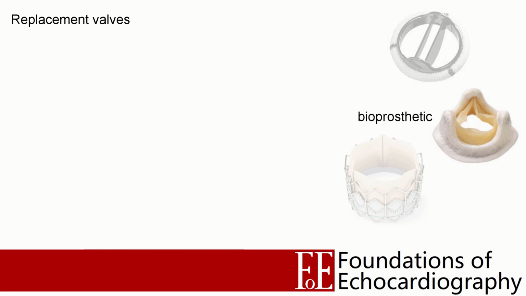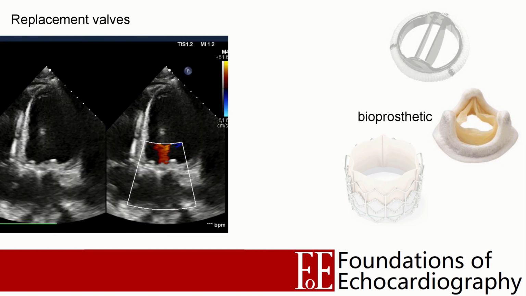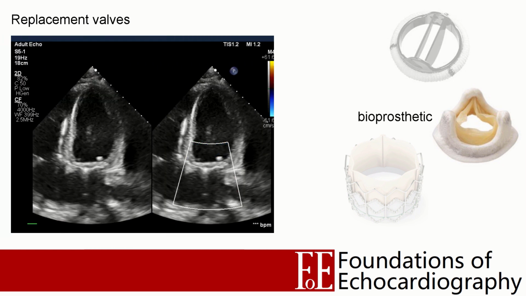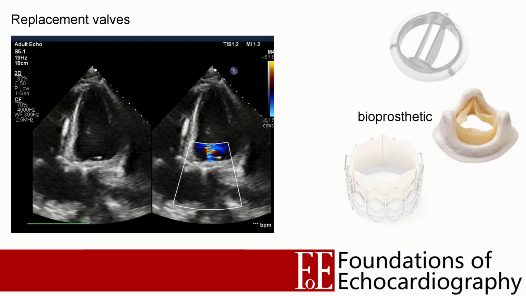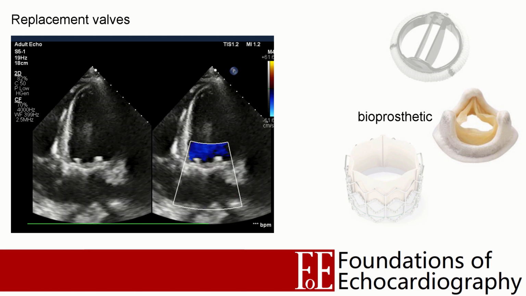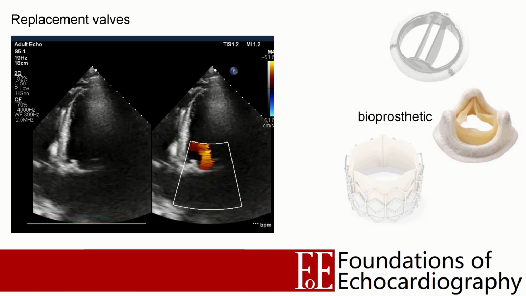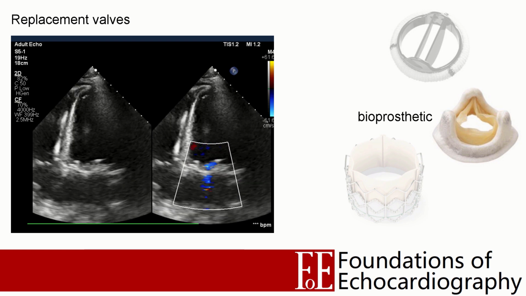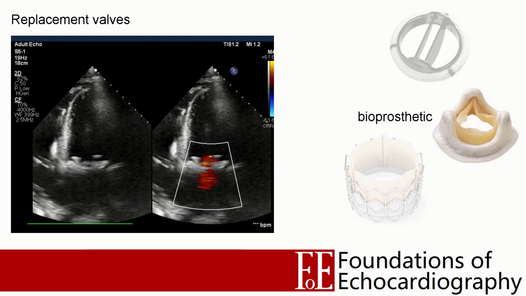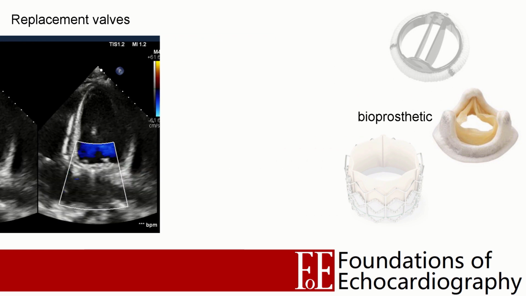Just as with metallic valves, there are a wide range of tissue valves available. This is an example of a stented bioprosthesis, where a synthetic frame is used to mount either porcine valve leaflets or bovine pericardium. This study was performed in a patient immediately post-op mitral valve replacement, and in this apical 4-chamber view the valve appears to be functioning well.